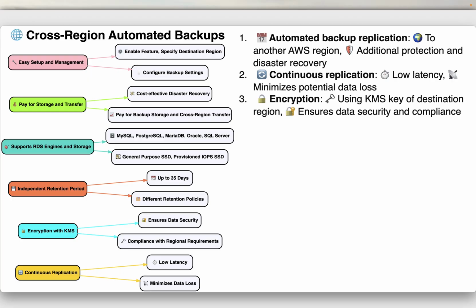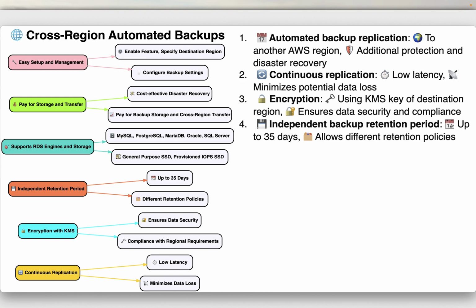Third, encryption using KMS key of destination region. Backups are encrypted using the AWS Key Management Service of the destination region, ensuring data security and compliance with regional requirements. Fourth, independent backup retention period up to 35 days. The backup retention period in the destination region can be set independently, which allows for different retention policies compared to the source region. The maximum retention period is 35 days.